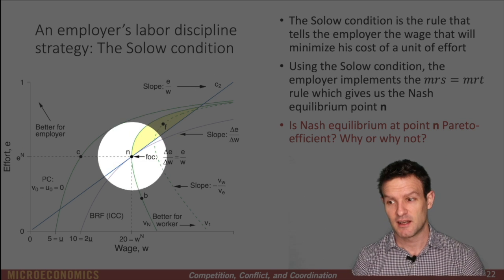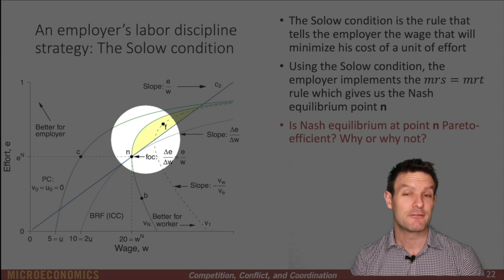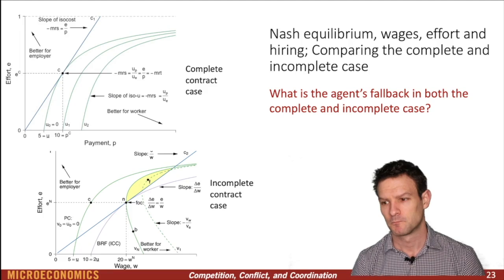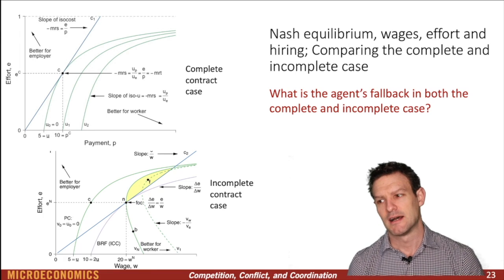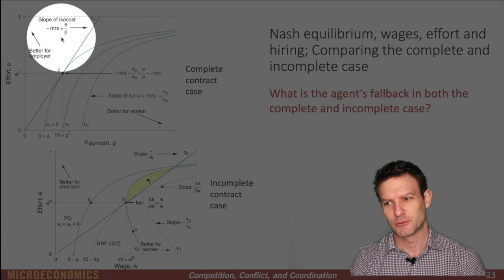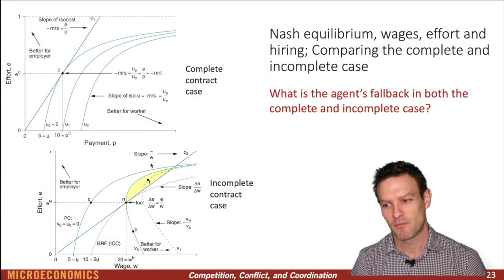The entire Pareto-improving lens in yellow shows every single Pareto superior point to the Nash equilibrium. So, contrasting the two figures, we've got MRS equal to E over W in one, and in the other MRS equal to E over W, which we can't quite see here because of the overlapping figures.